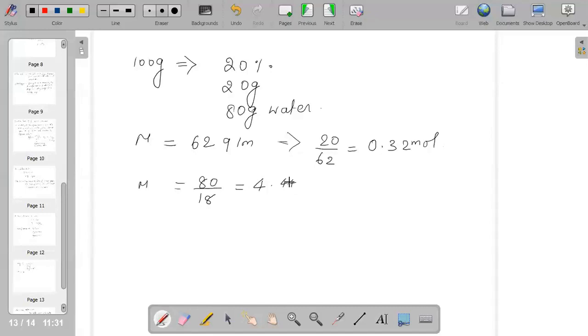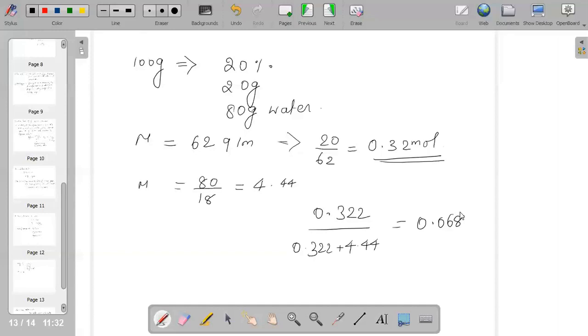So now they have asked you to calculate the mole fraction of ethylene glycol. What is the formula of mole fraction? That is moles of the component divided by the total number of moles. So for ethylene glycol, the number of moles is 0.322 divided by the total number of moles. That means it should be 0.322 plus 4.44. If you solve this, you will get an answer of 0.068.